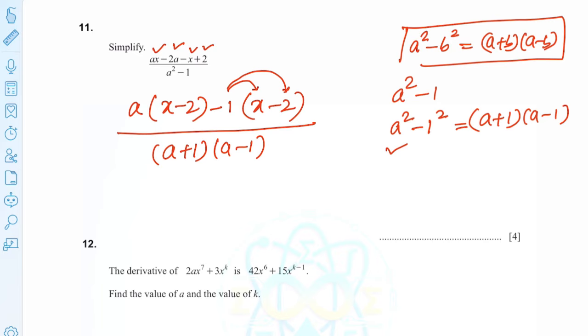Got it? Now, from these 2 terms, what common do you have? You tell me. From these 2 terms, what common do you have? x minus 2, right?